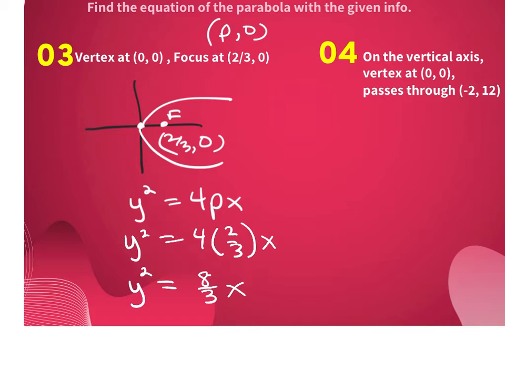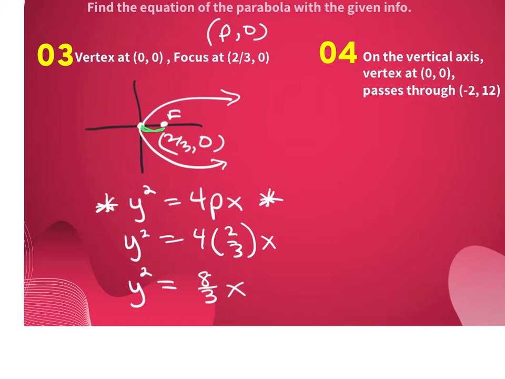So again, give yourself a visual. Remember, the graph of the parabola surrounds the focus. You can see that it's the letter C. So then I know I have this equation that I'm working with. And again, the p-value is the distance that the focus is from the vertex, and it's 2/3 away. I plug that in for p, I multiply, and I'm done.